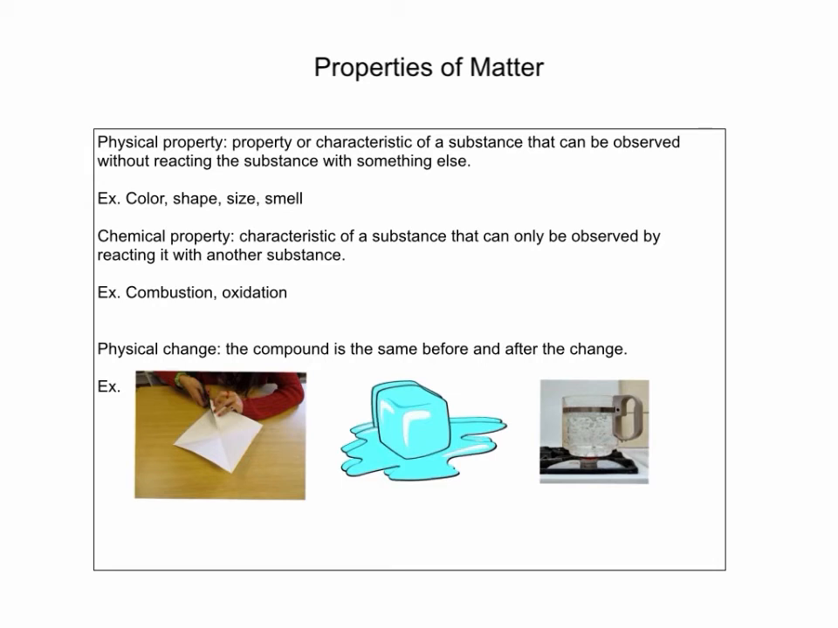Two other examples include the melting and the boiling of water. In other words, a phase change. When ice melts, ice starts as the molecule H2O, 2 hydrogens and 1 oxygen atom, that's water. When it melts, it is still H2O. It's just in the liquid form.